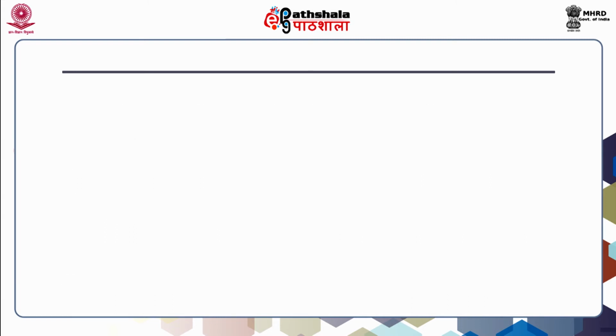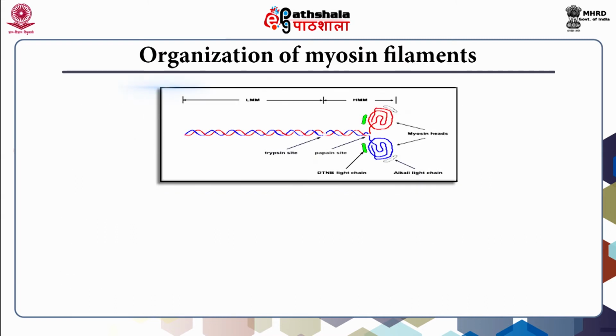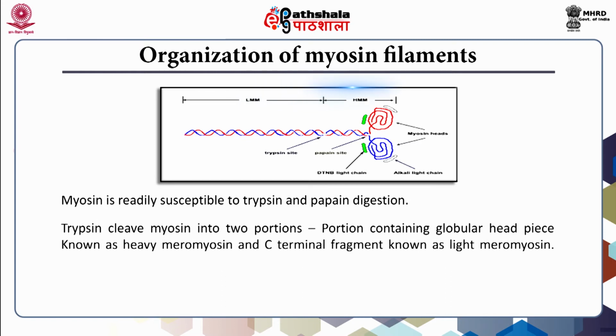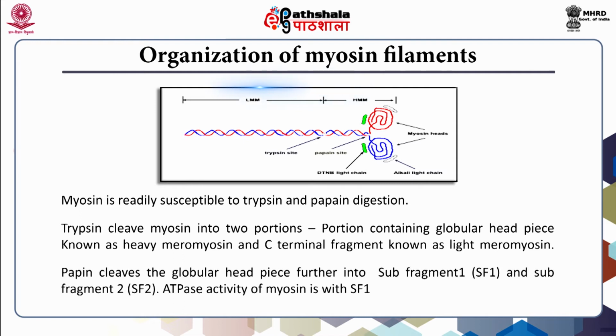Let us see how the organization of myosin filaments takes place. Myosin is readily susceptible to trypsin and papain digestion. Trypsin cleaves myosin into 2 portions, the portion containing the globular headpiece known as heavy meromyosin and the C-terminal fragment known as light meromyosin. Papain cleaves the globular headpiece further into subfragment 1, that is SF1, and subfragment 2, that is SF2. ATPase activity of myosin is with SF1.